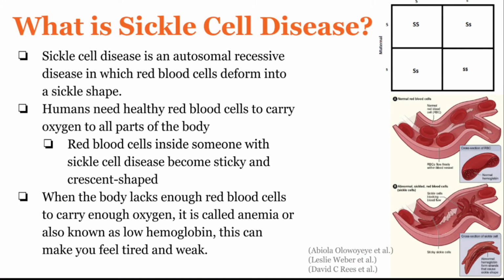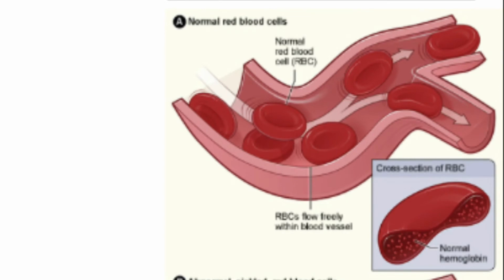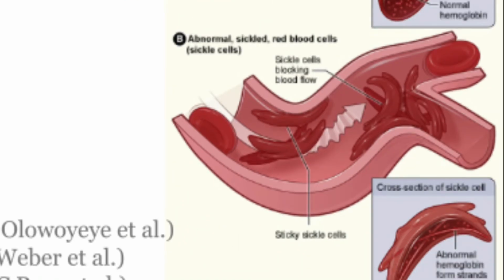Why is the sickling of red blood cells so significant, you may ask? The red blood cells in our body are especially important as they carry oxygen to all parts of the body. For a person with sickle cell disease, their red blood cells become hard and sticky and begin to look crescent-shaped. The image in the bottom right of the slide portrays how red blood cells should work and how red blood cells work inside an individual with sickle cell disease.